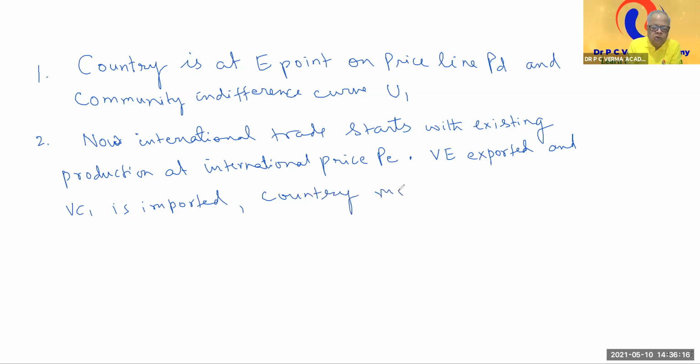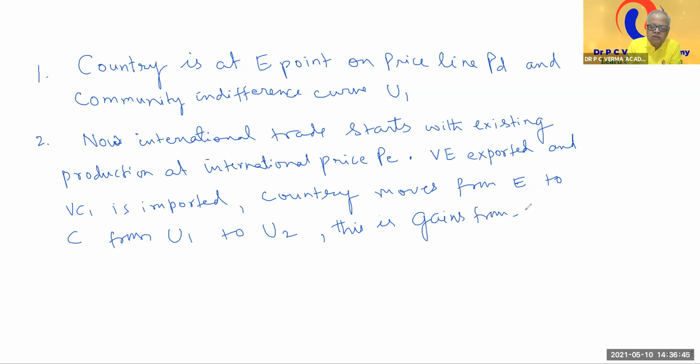Country moves from E to C, from U1 to U2. This is gains from exchange.